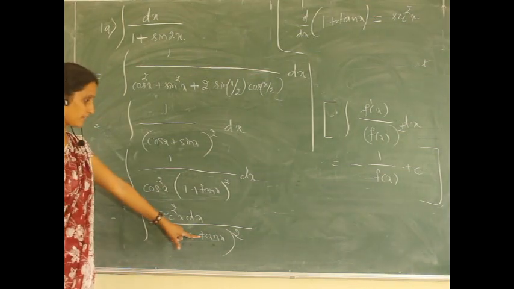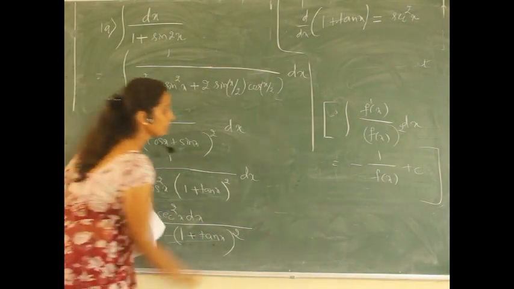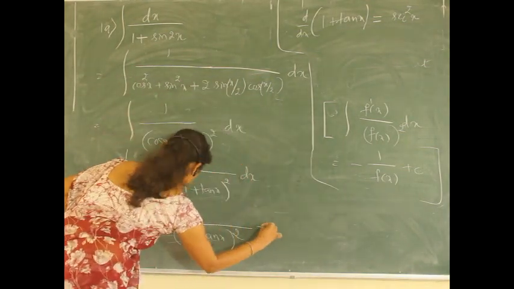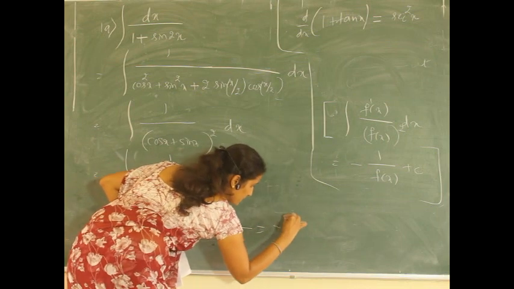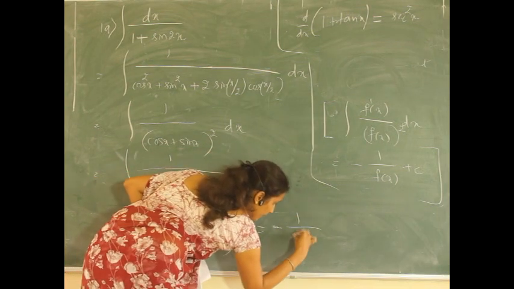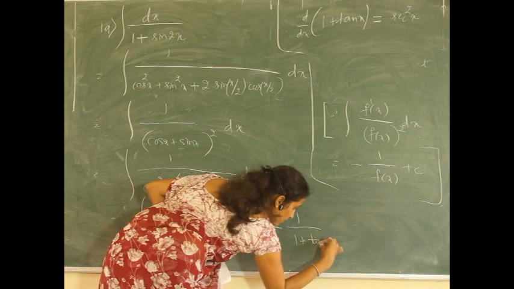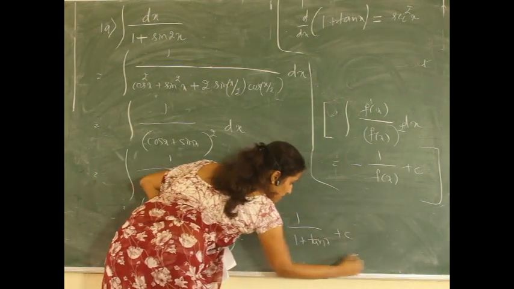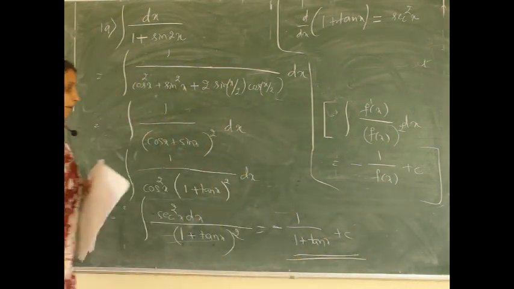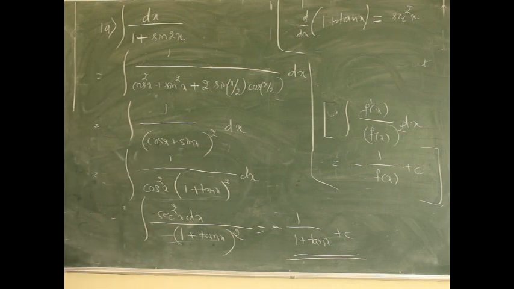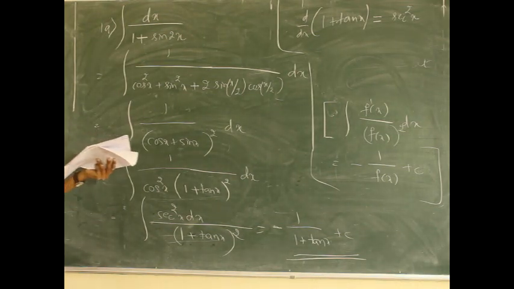So here this is f of x. What is the answer of that? This will be minus 1 by 1 plus tan x plus c. So for secant square x dx, the answer will be this one, and that is option B.